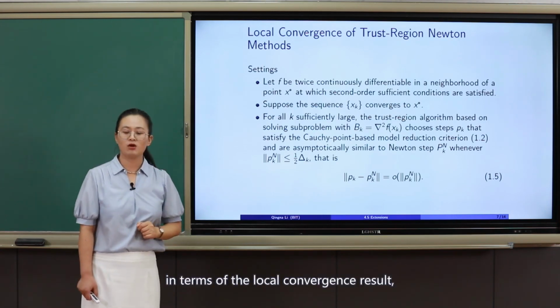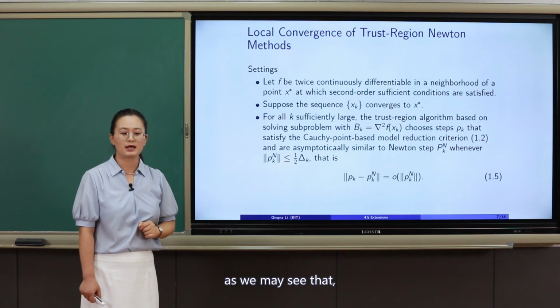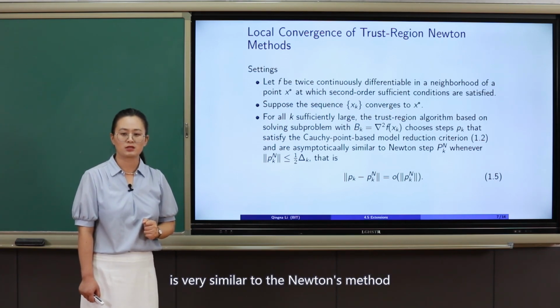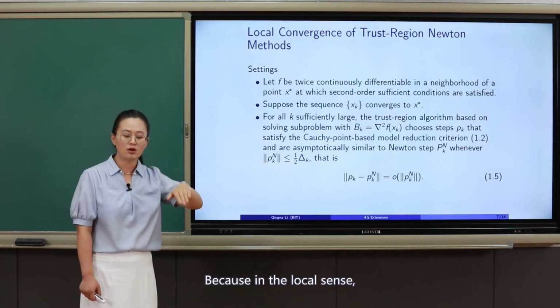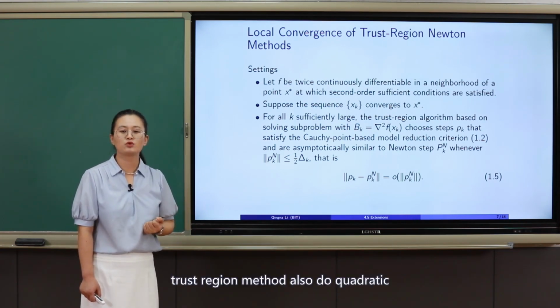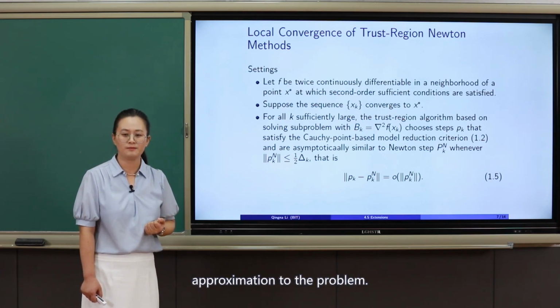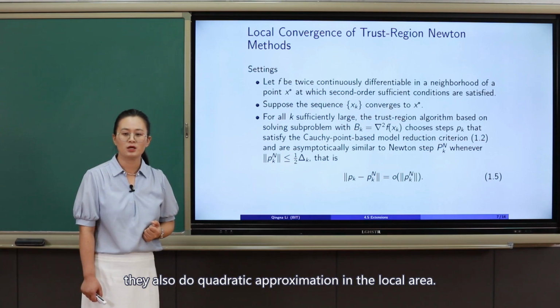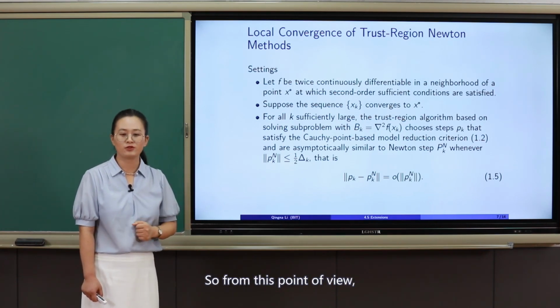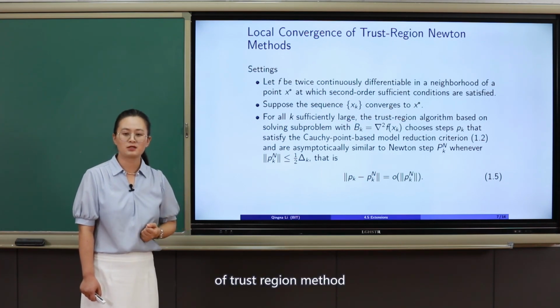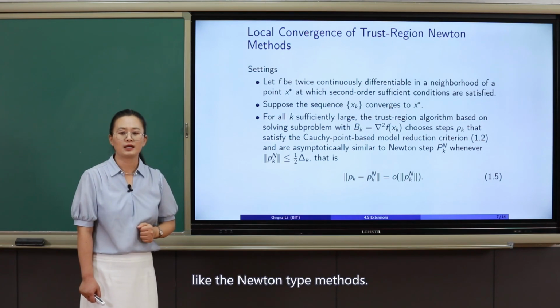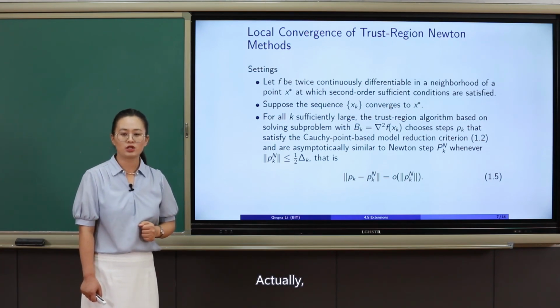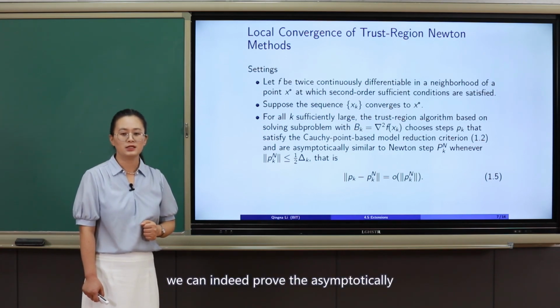Now, in terms of the local convergence result, we may see that, locally speaking, the trust region method is very similar to Newton's method or quasi-Newton's method, because in a local sense, the trust region method also does a quadratic approximation to the problem, and Newton's method and quasi-Newton's method also do a quadratic approximation in a local area. So from this point of view, the behavior of the trust region method in a local sense should be similar to the Newton type methods. Actually, theoretically speaking, we can indeed prove the asymptotically Newton's behavior.